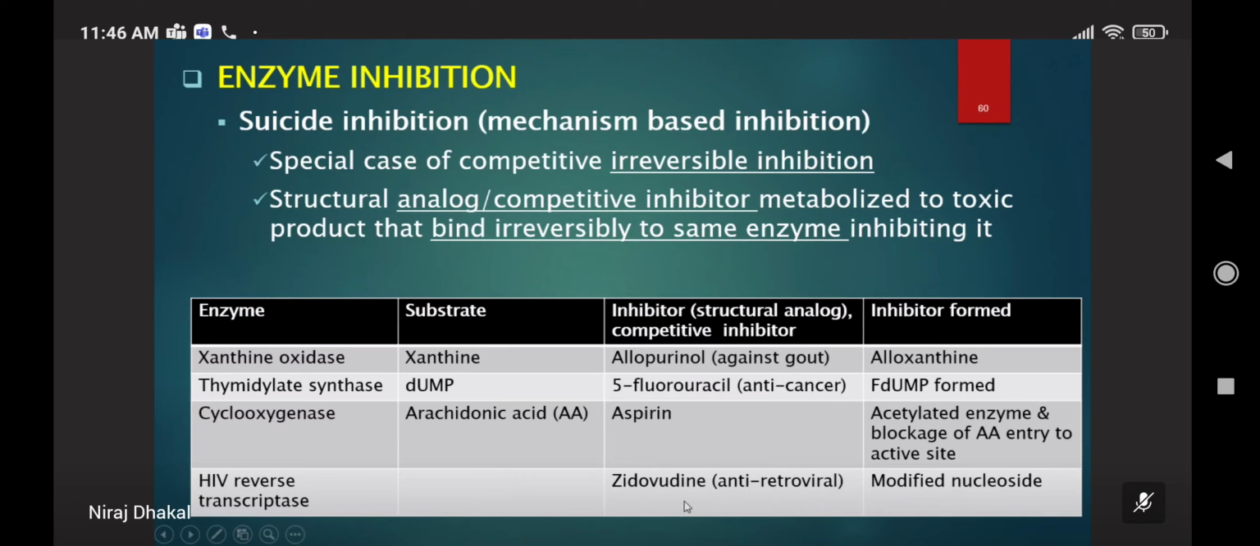So there is an inhibitor, zidovudine, which is an antiretroviral. When this zidovudine is incorporated into the DNA molecule, then the structure of DNA will be disorganized. The enzyme reverse transcriptase will be inhibited. So these are cases of suicide inhibition.